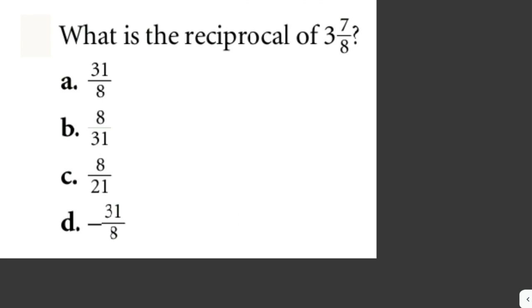What is the reciprocal of 3 and 7/8? When we say reciprocal, it is the inverse of a value or a number. Since we are given here a mixed fraction, 3 and 7/8, we need to convert this mixed fraction into an improper fraction. Okay, to get the reciprocal of a number or a fraction, you just have to flip the number.